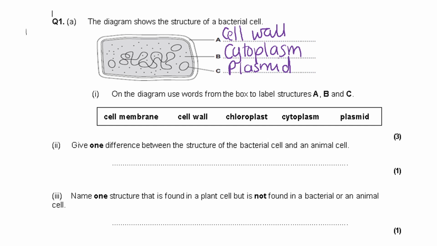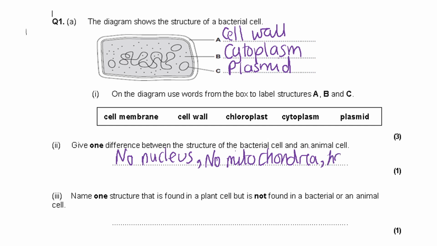Now, one difference between the structure of a bacteria cell and an animal cell would be that in a bacteria cell there is no nucleus. That's one of the key differences, so I would always put that down if it's a 1 mark answer. You can see here in the bacteria cell, the genetic information is just floating in the middle. It's not held within the nucleus like an animal cell. The second thing that you could put down is that there is no mitochondria. And lastly, we could also say that the bacteria cell has a cell wall, which an animal cell would not have.